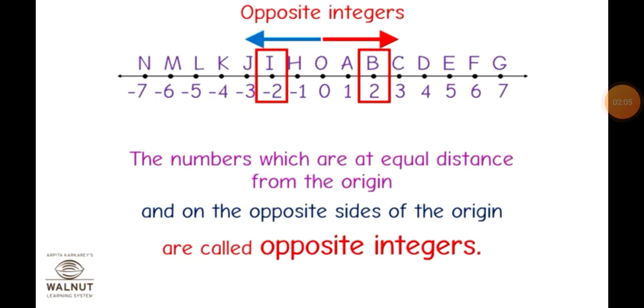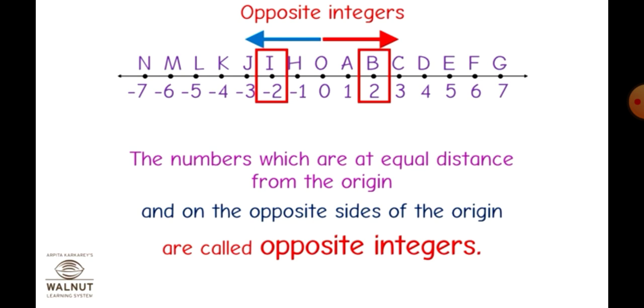Now children, here you can see one more example on the number line. Here I have taken 2 points which are at equal distance from the origin. That is, I represents -2, which is on the left side of the origin, and B represents +2, which is on the right side of the origin. Now children, you have to draw this number line. You have to show both the points which we have taken, that is point I and point B. You have to draw all the number line, and you have to write this definition also.